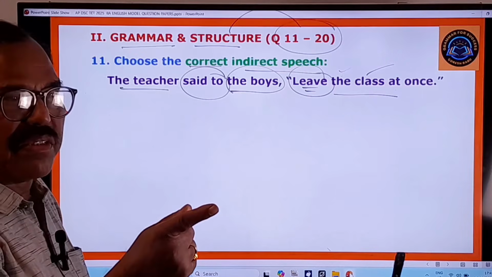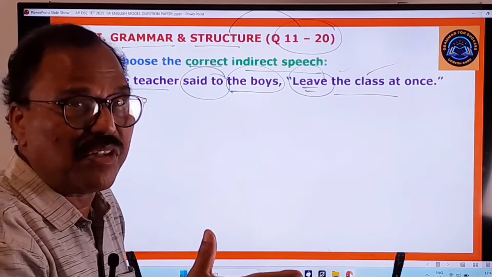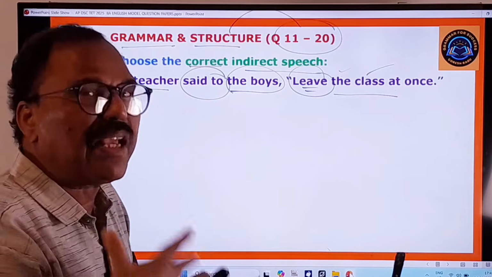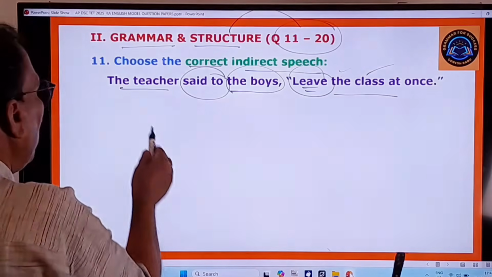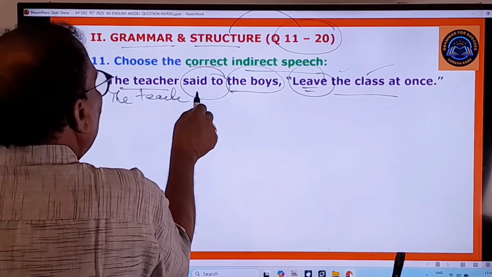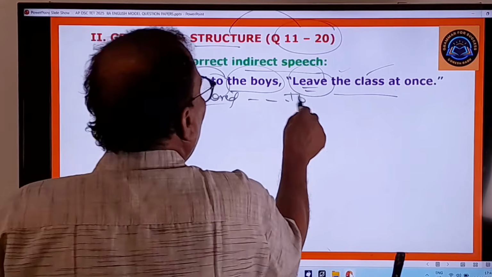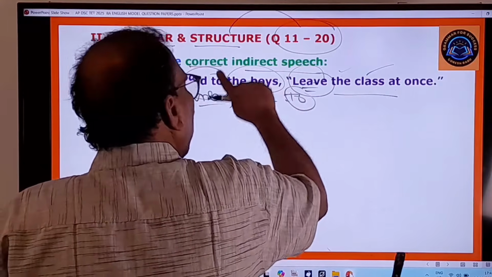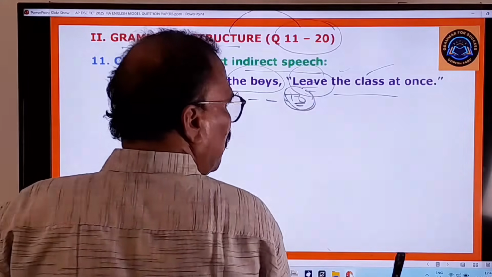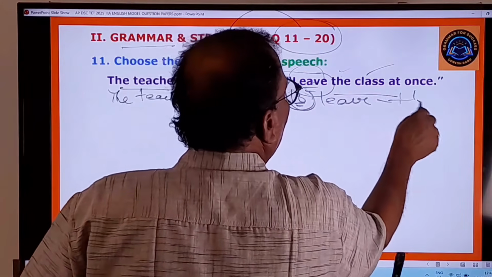Leave the class at once. So she was a bit serious and telling these words to these boys, and that must be a kind of warning, and therefore you had better say like this: the teacher ordered the boys. To connect this reporting verb and the direct speech, you have to use the preposition to and leave the class at once.